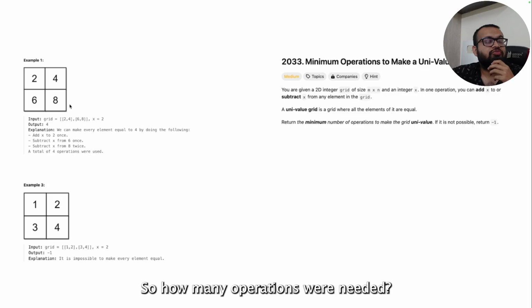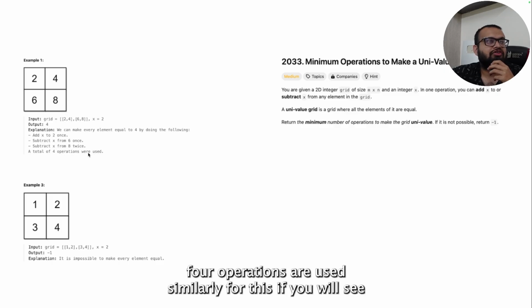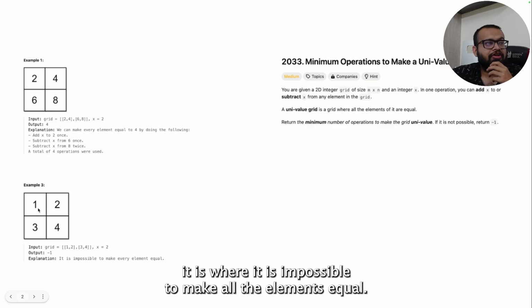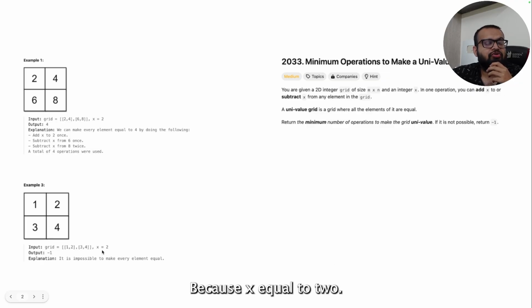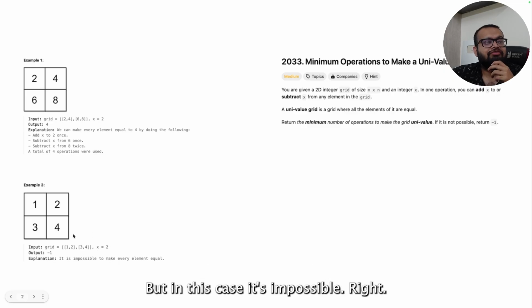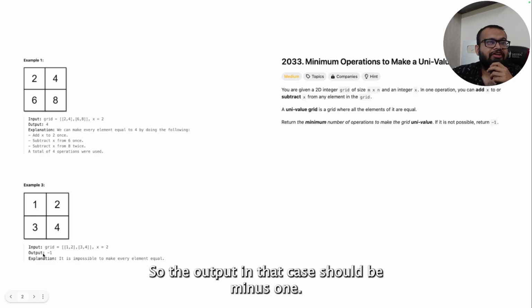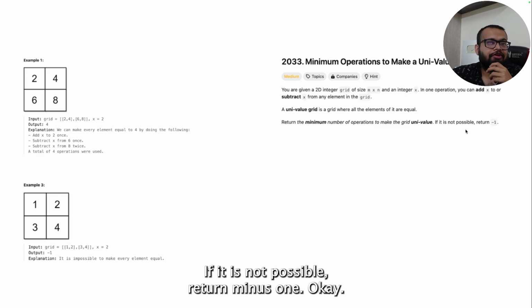So how many operations were needed? We added 2 once over here, subtracted 2 once over here, subtracted 2 two times over here. So a total of 4 operations are used. Similarly for this one, if you see, it is impossible to make all the elements equal, because x equal to 2, and we will see why it's impossible later on. Whatever permutation combination you try, they can never become equal. So the output in that case should be -1. If it is not possible, return -1.